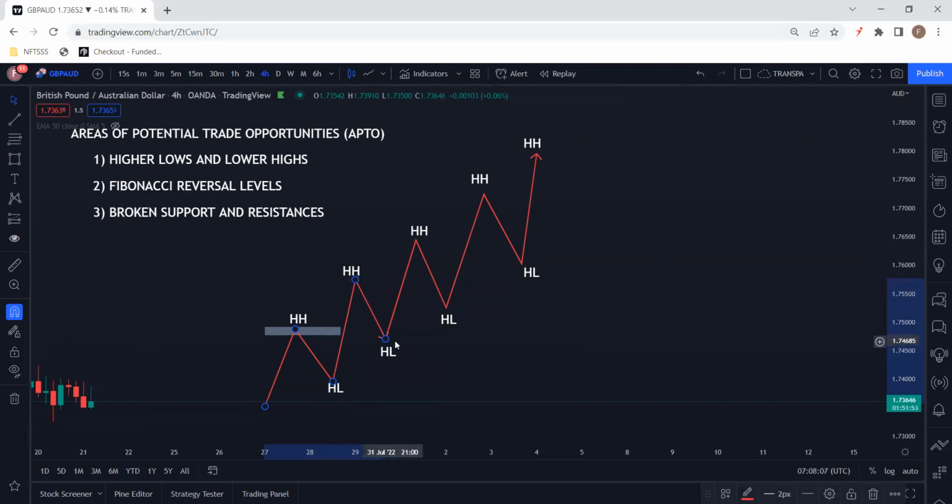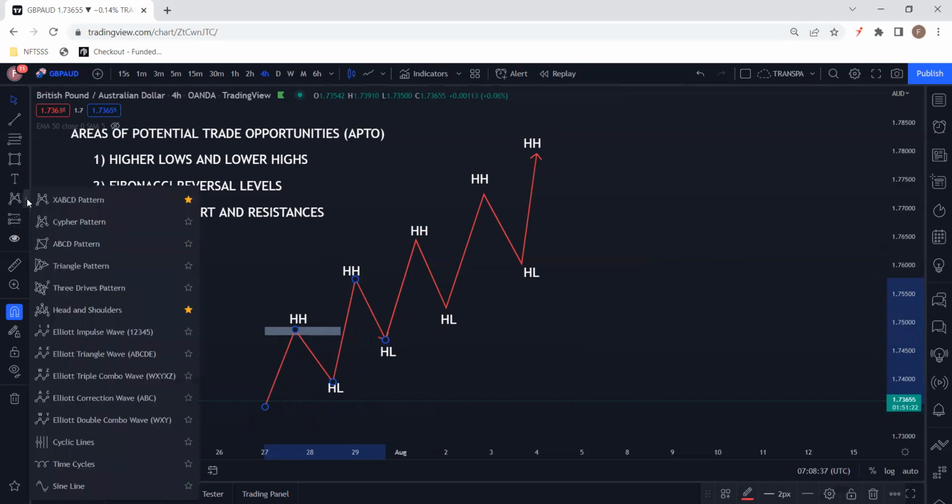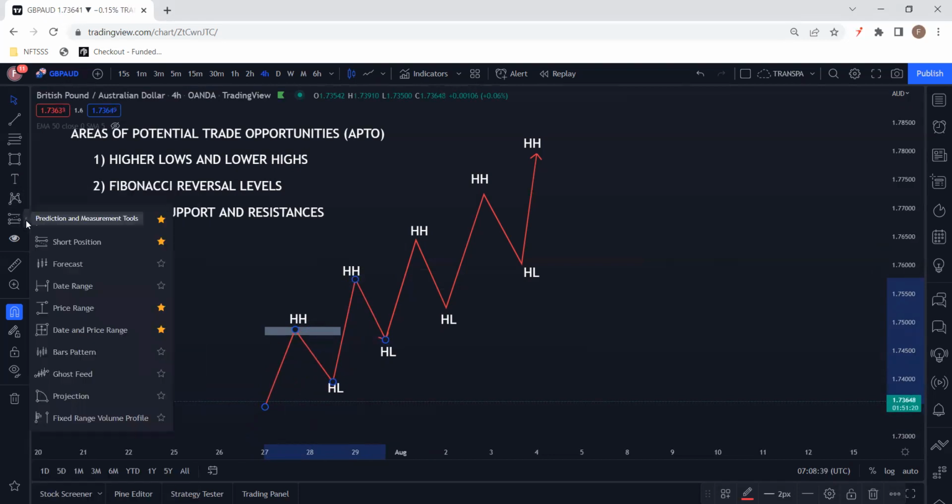And then after the pullback, when the pullback has ended, as soon as the market turns back to the upside, that would be the best time to buy. So it's best to buy from a higher low. Whenever you have identified that price has broken above a previous high, simply wait for a pullback, for a retracement. And then you get in on a buy, because that's the best time to buy.